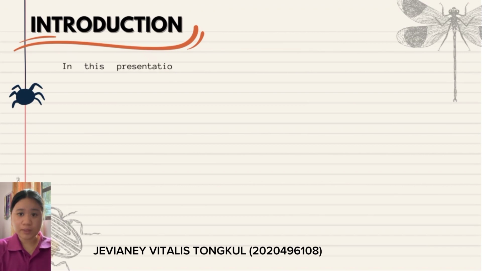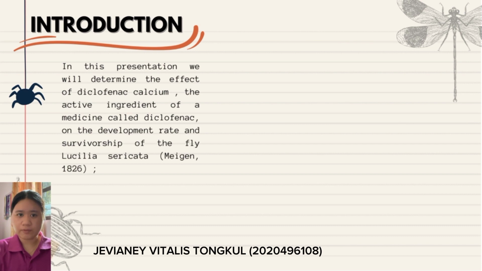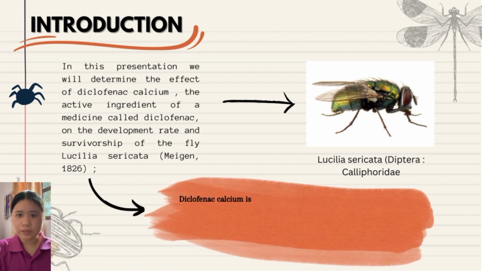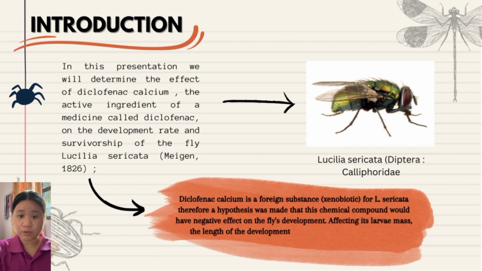In this case study, we will determine the effect of diclofenac calcium, an active ingredient of a medicine called diclofenac, on the development rate and survivorship of the fly Lucilia sericata, feeding on the corpses of humans and animals. Diclofenac calcium is a foreign substance for L. sericata. Therefore, a hypothesis was made that this chemical compound would have a negative effect on the fly's development, affecting its larvae mass, the length of the development cycle, as well as the mortality of individual instar.